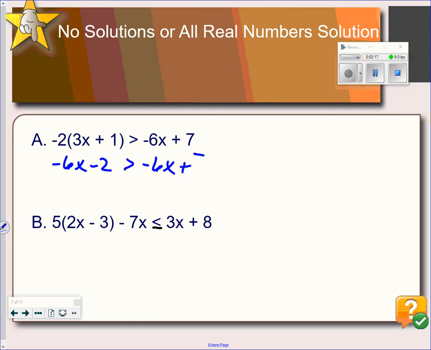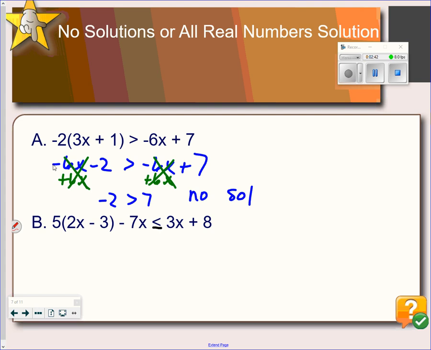and then we're going to want to isolate the variables, so we want to get all our x's together. We'll add 6x on each side, and we see that by doing that we eliminate the x's, and we end up with -2 is greater than 7. That is not true. -2 is not greater than 7, so this means there is no solution.